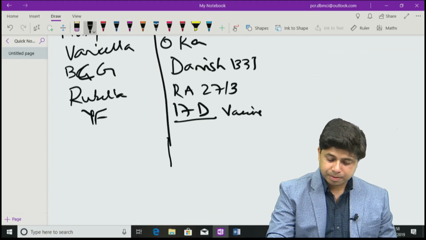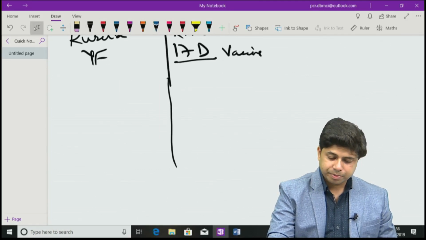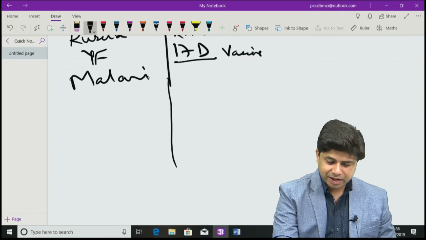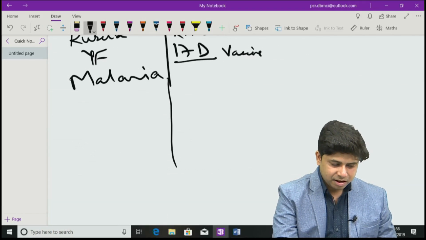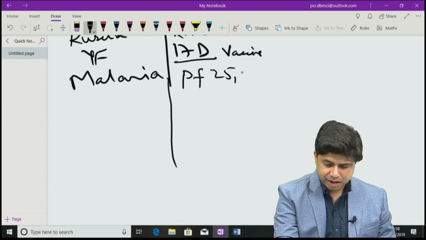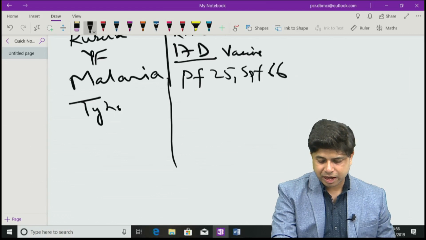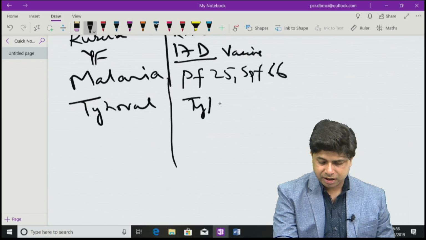Also, there are diseases like malaria. The malaria vaccine is also there. So the malaria strains used are PF25 and SPF66. For typhoid, Typhoral is basically Ty21a.